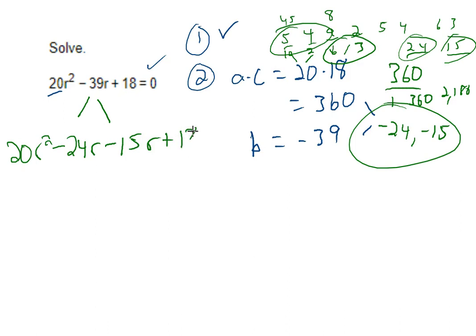I don't know why it's not cooperating. I guess my hand's getting tired probably. And this is 20r squared, right? And then we do the factor by grouping, right?